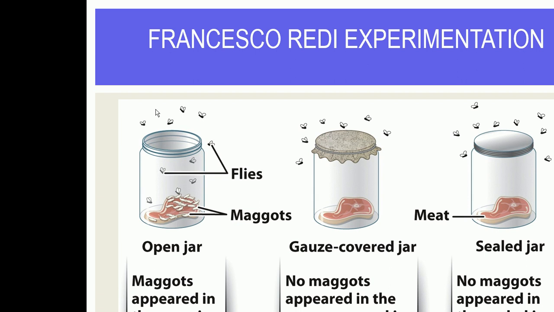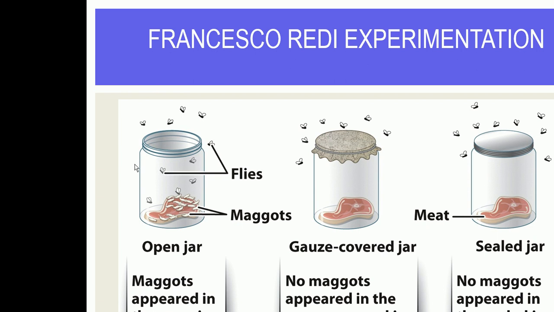His main observation was that around a piece of meat, he saw many maggots. Maggots are the young ones of flies. He observed that flies were coming around the piece of meat, laying eggs, and maggots were forming. Now the question that came to his mind was: where are these maggots coming from? Are they coming from the environment, or are they coming spontaneously from the piece of meat?